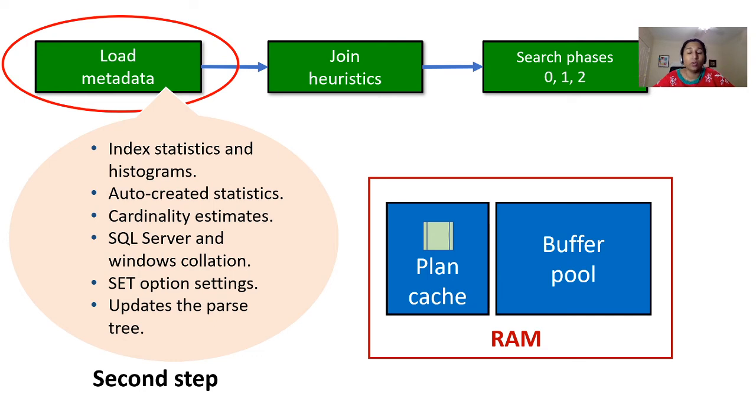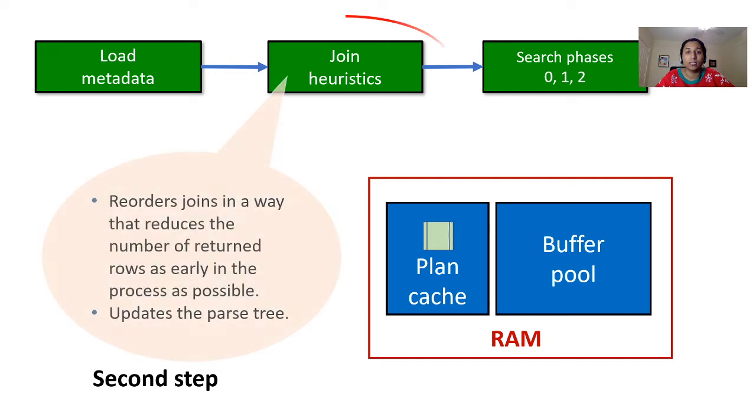SQL Server and Windows collation are checked here. Set options are also checked here. Like for example, whether you have put set XML on or off, set ANSI padding on or off. Depending upon on or off, the query tree might be dependent, the execution plan. Now with all this information, the parse tree inside the plan cache is once again updated, and then our query will now be sent to the join heuristic component.